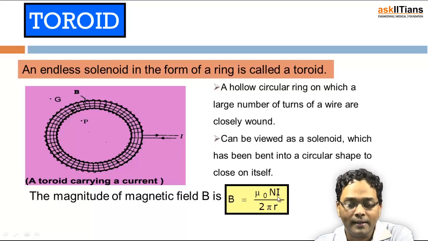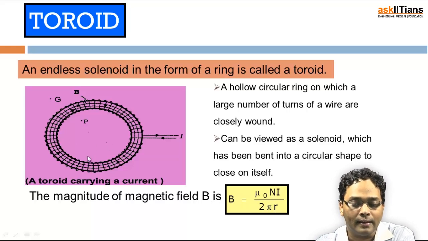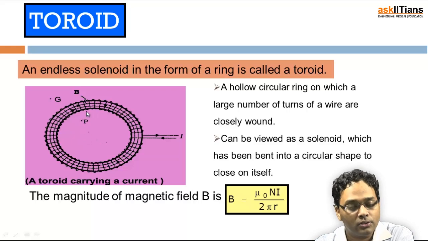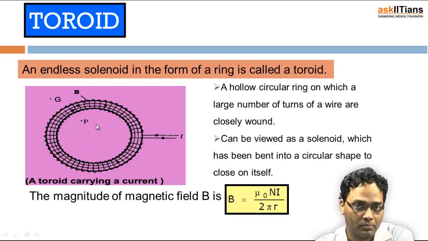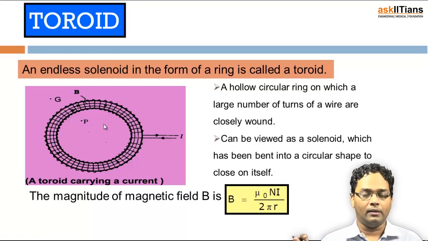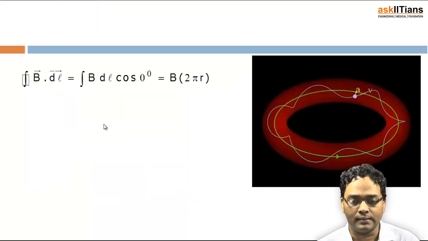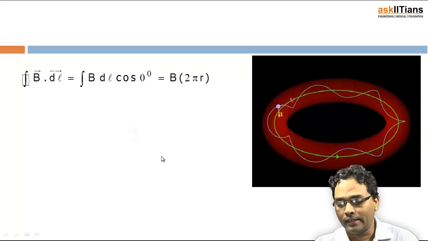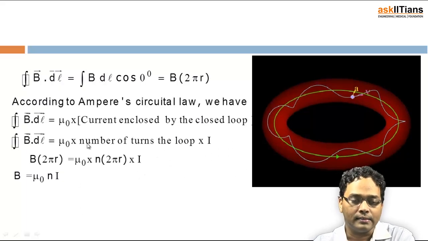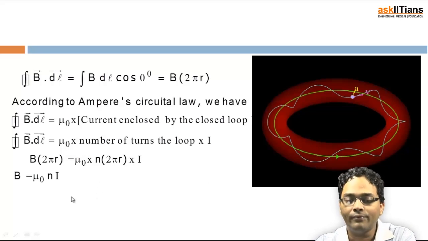For this case, the magnetic field B is going to be given by mu naught Ni divided by 2 pi r. Why 2 pi r? Because it also depends upon the radius from the center. Longer the radius, farther away it's going to be, and therefore the magnetic field is going to decrease. This is the path that is going to be followed by any charge carrier within it, and using Ampere's circuital law, the net magnetic field within a toroid is given by this particular formula. Hope you understood till this point.